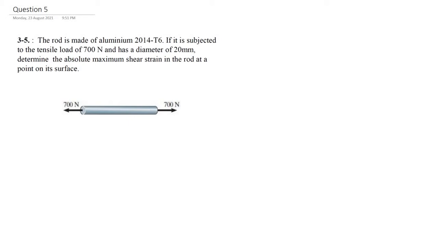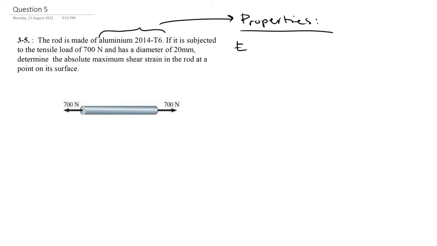First of all, the material properties for this specific type of aluminium. We can find that our Young's modulus of elasticity is 73.1 gigapascals, which is the same as 73.1 times 10 to the positive 3 megapascals. We also have the Poisson ratio, 0.33.